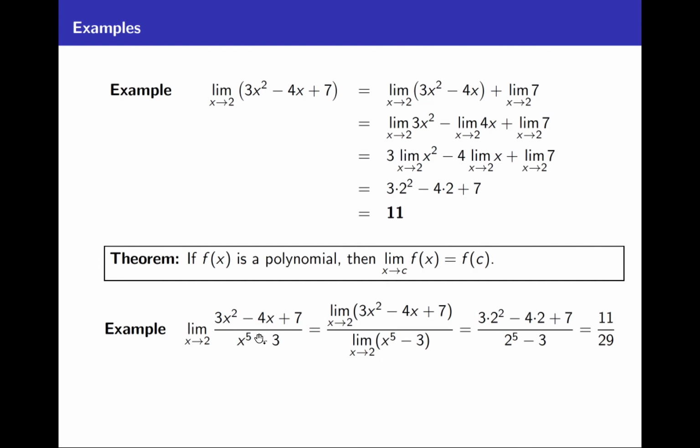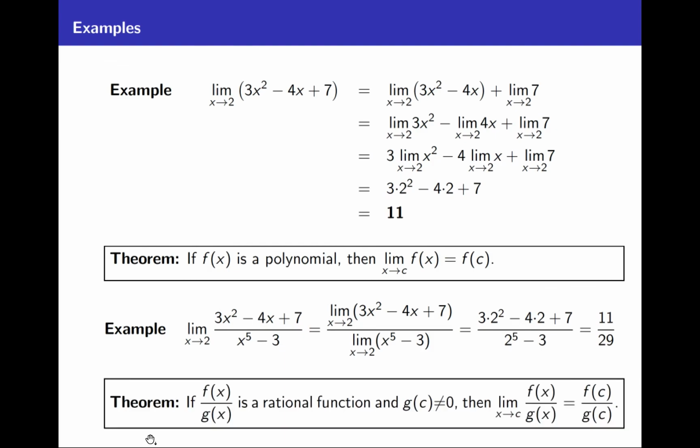And you could see that this trick that we used here would work whenever you have the limit as x approaches c of a polynomial divided by a polynomial. You could just plug in what x is approaching, plug in the c to get your answer. A polynomial divided by a polynomial is called a rational function.